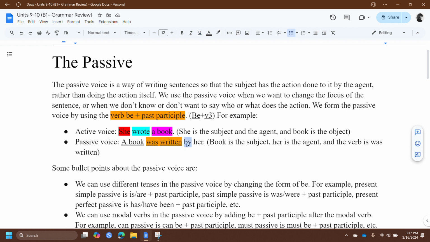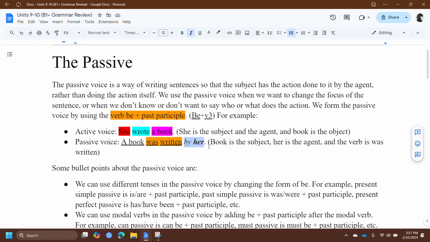And at the very end, you have something else called by her. So you might be wondering what that is. By her is called a by phrase or an agent phrase, which is just by plus the agent, or the doer of that specific action. So you just say, a book was written, by who? By her. So a girl wrote that book. That's what we're fundamentally saying.